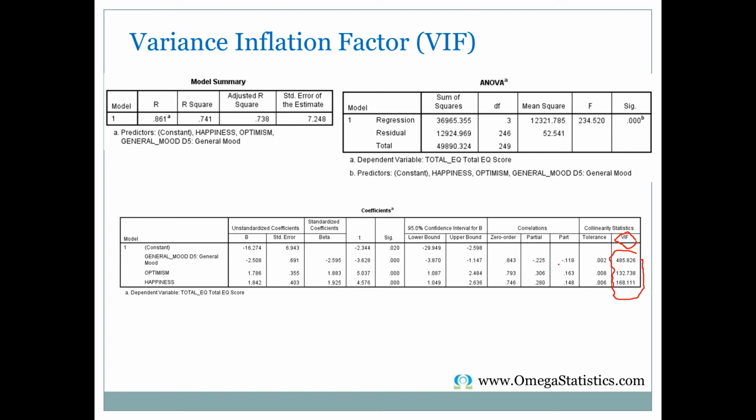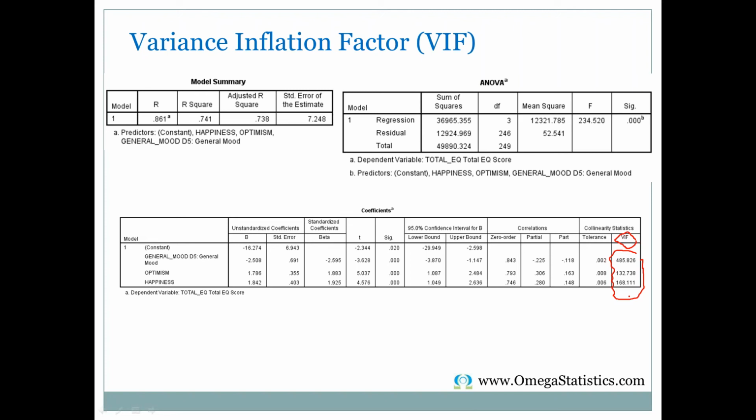A rule of thumb for interpreting them is that if you have one, you don't have a problem here. You want to see ones, and what you really want to see are things that are less than 10. Some people say one is not correlated. Between 1 and 5 is moderately correlated, and that's fine. And anything greater than 5 is highly correlated. Other people say, hey, 10 or less is fine.